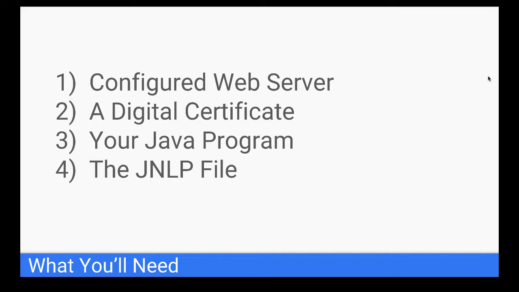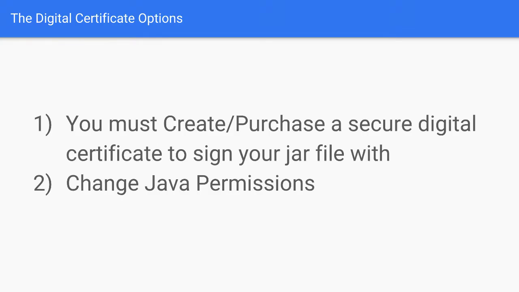Now we're going to talk about a digital certificate. When Java Web Start was first introduced, the security precautions of launching a jar file were not as rigorous as they are today. Now, in order to launch your Java program online without alerting the client's machine security, you must sign your jar file with a secure digital certificate. You can either create or purchase that secure digital certificate, and there will be links provided in the PDF write-up that can take you to more information about that topic. In this tutorial, I'm actually going to show you how to change your machine's security permissions for your particular program.